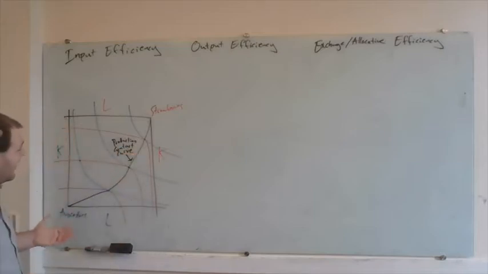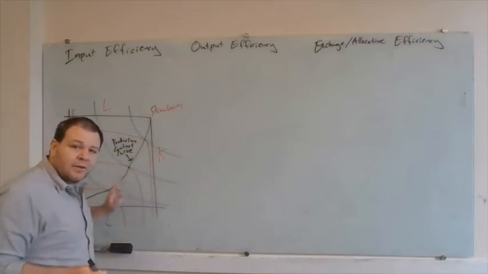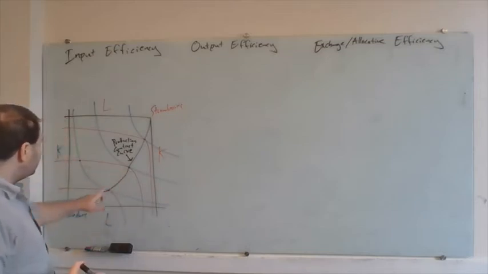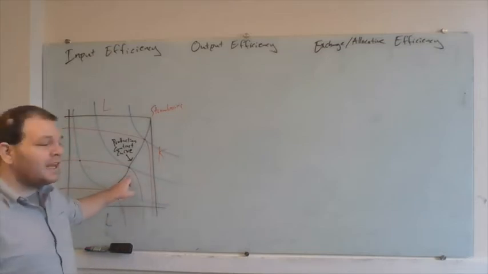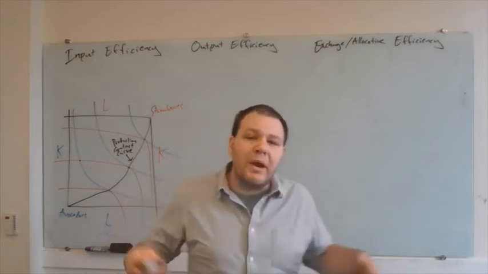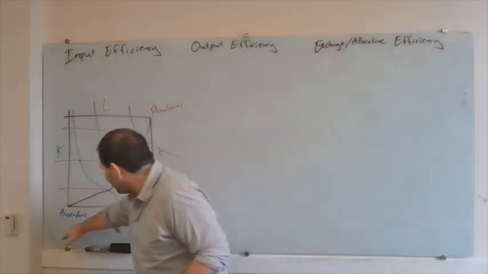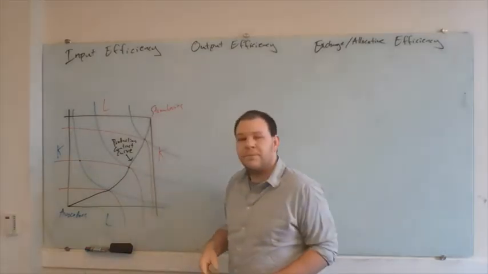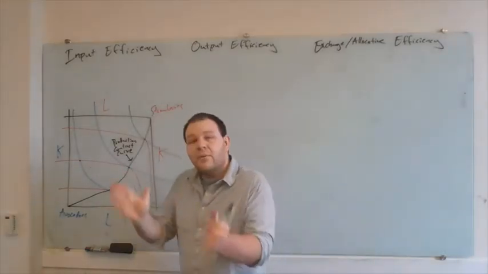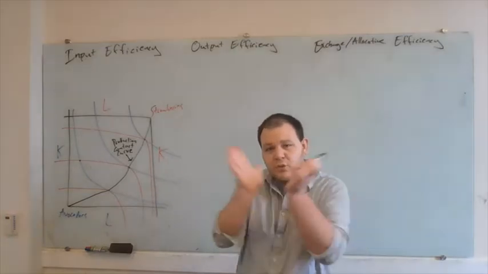And what we've said we needed in order to be on our production contract curve, as we can see here, is for our marginal rate of technical substitution in each industry to be equal. In other words, the relative productivity of capital to labor has to be the same producing avocados as producing strawberries. We can see why that's necessary graphically, right?